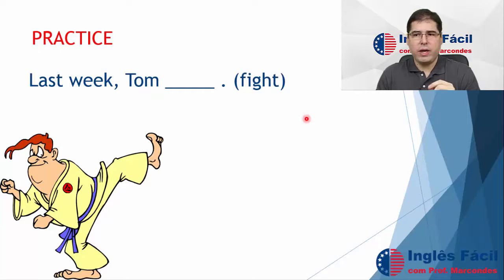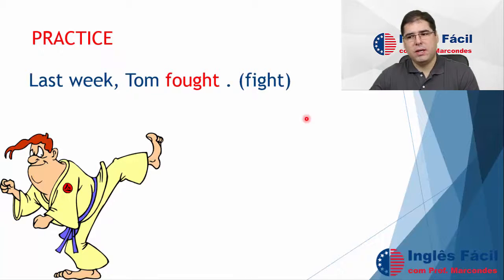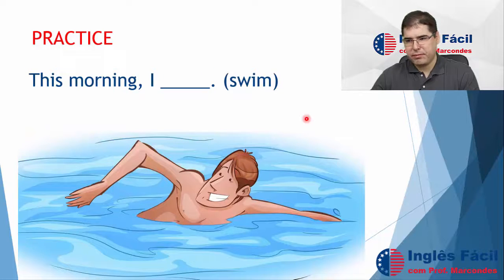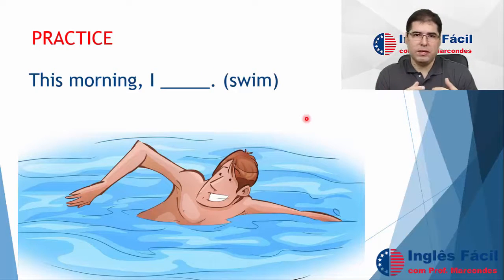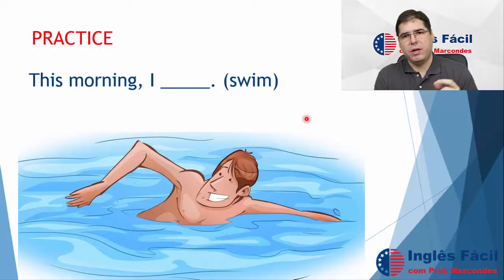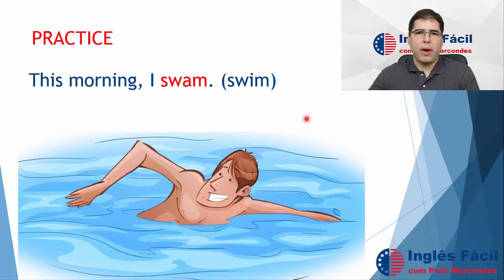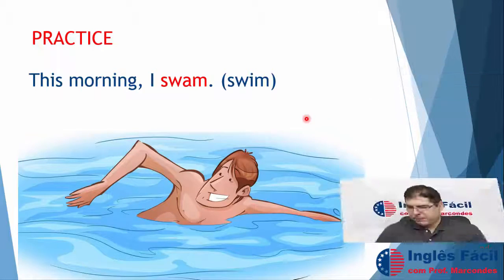Now, last week, Tom, and I want to use the verb fight in the past. So the verb fight is actually an irregular verb. So the past of fight is fought. Okay, last week, Tom fought. Okay? And also the verb to swim. This morning, so swim is also an irregular verb. So we are going to say swam. I swam. This morning, I swam. So the past of swim is swam.